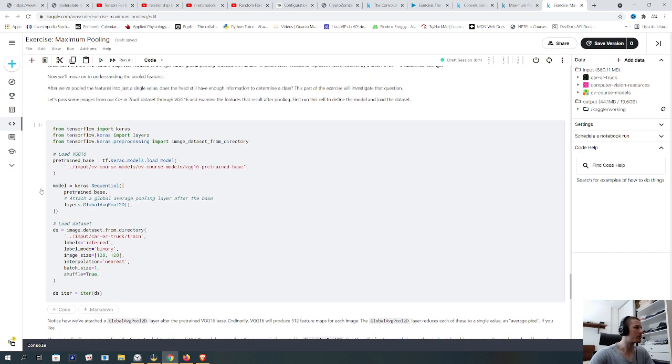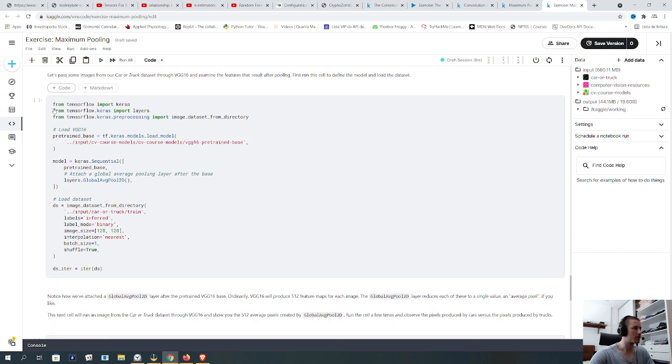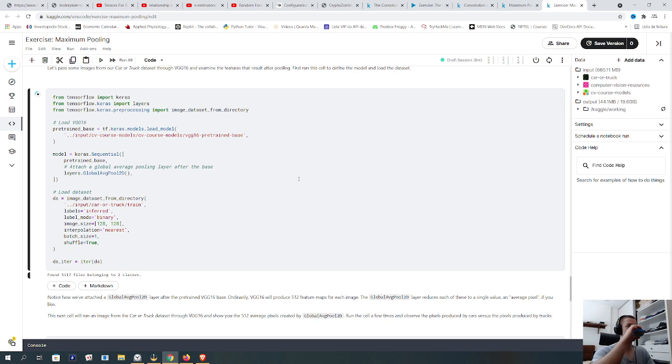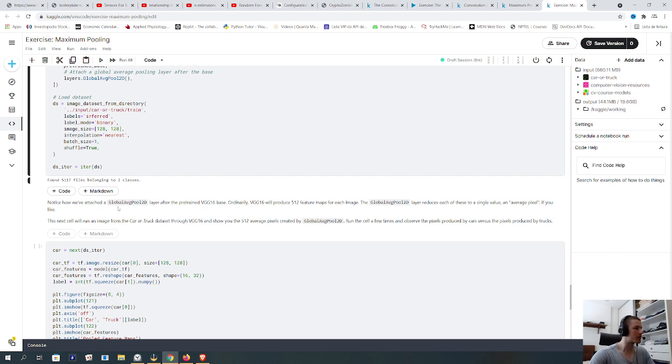Let's pass some images from our car or truck dataset through VGG16 and examine the features that result after pooling. First, run the cell to define the model and load the dataset. So it's loading the image, creating the pre-trained base, attaching a global average pooling layer after the base. Notice how we've attached the global pooling layer after the pre-trained VGG.